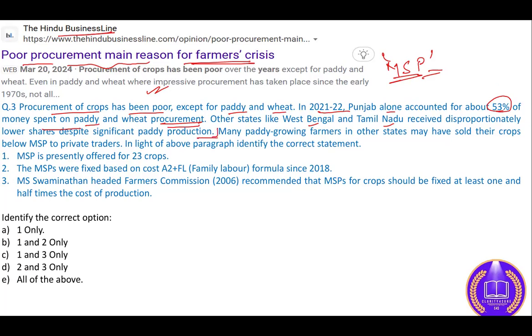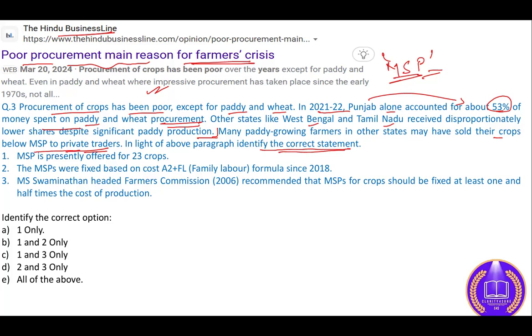Punjab received 53%. However, other states like West Bengal and Tamil Nadu receive a very disproportionate amount, lower than their significant paddy production. Many paddy-growing farmers in other states may have sold their crops below the MSP to private traders. In the light of the above paragraph, you need to identify the correct statement.